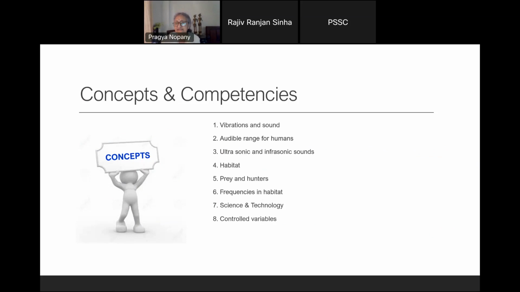Controlled variables, can children recognize them, that could be brought in. Experimental designing could be brought in. Reading bar charts could be brought in. Interpreting data could be brought in.